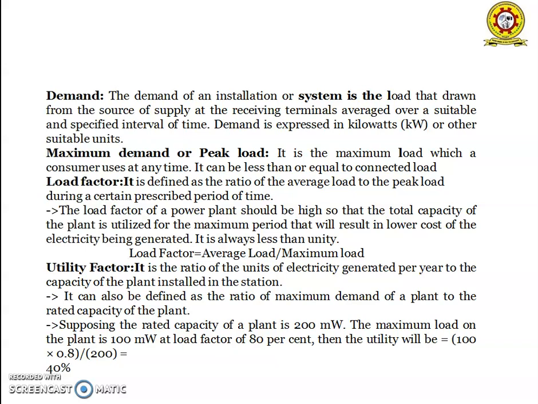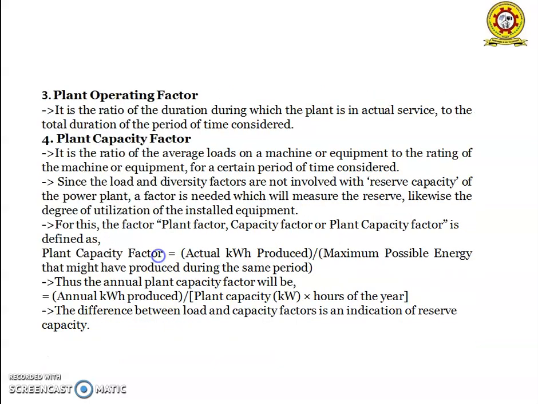Supposing the rated capacity of the plant is 200 megawatts, the maximum load on the plant is 100 megawatts at a load factor of 80%, then the utility factor will be 100 into 80 divided by 200, that is, utility factor is equal to 40%.